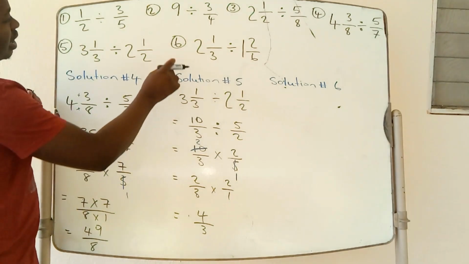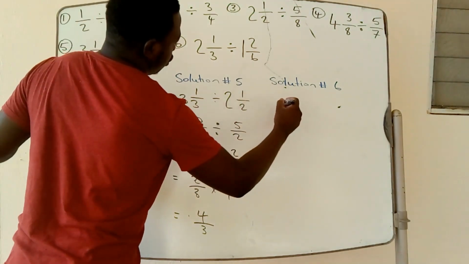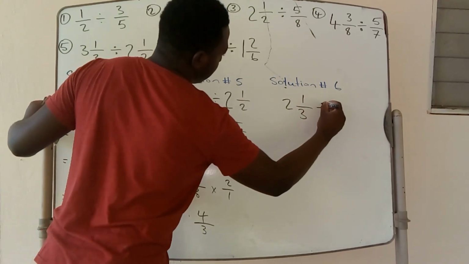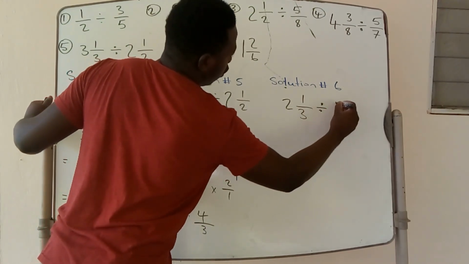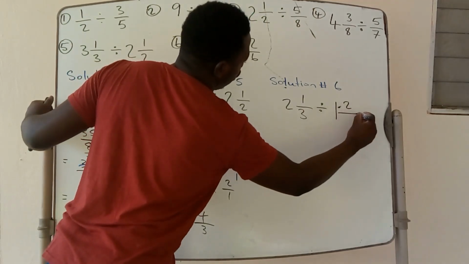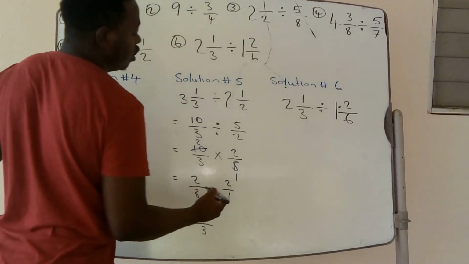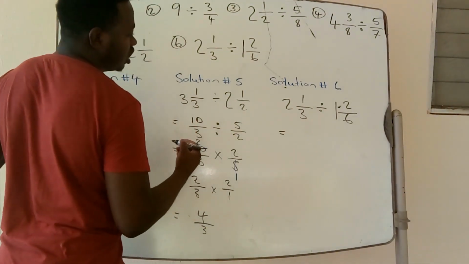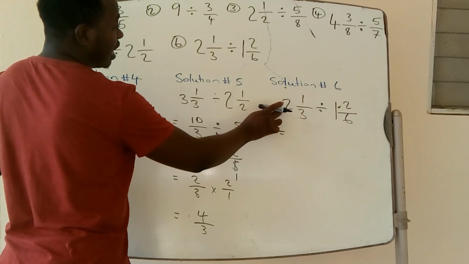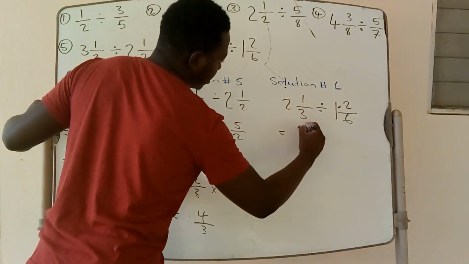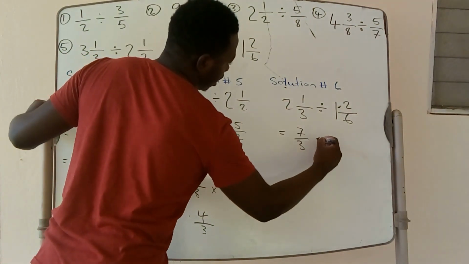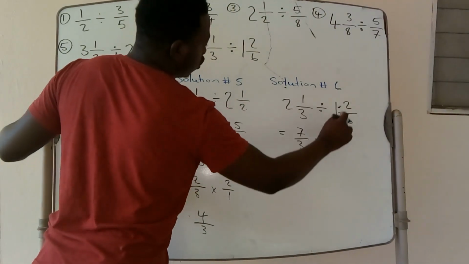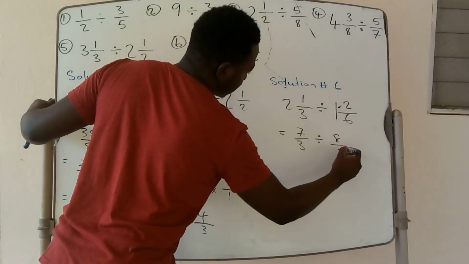Now, to our final question, we have 2 and 1 over 3 divided by 1 and 2 over 6. Again, we have two mixed numbers, so we are going to change them to improper fractions. So 3 times 2, that's 6, plus 1, that's 7 over 3, divided by 6 times 1, that's 6, plus 2, that's 8 over 6.